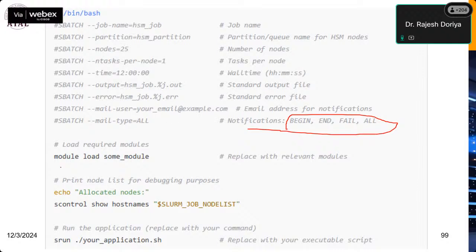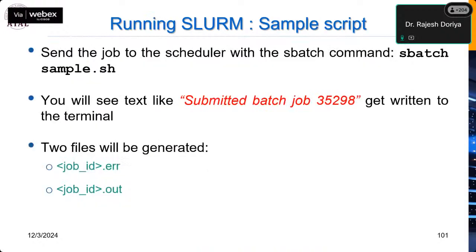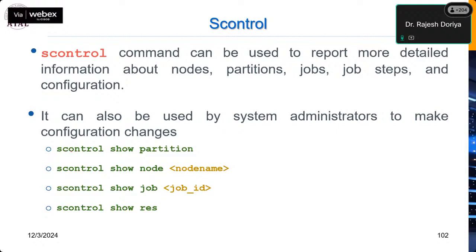So this is how this Slurm script looks like, and this is how you can tell it. And of course, what specific modules you want to utilize to execute that, you can specify over here. And these are some options which you can utilize with the Slurm script. And scontrol is a command which can be used for other administrative things. For example, how many partitions are there and how many nodes are being used, what is the state of the job, what is the schedule, and what are the resolutions and all.